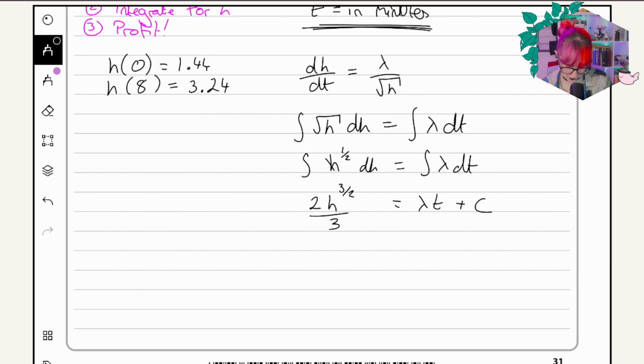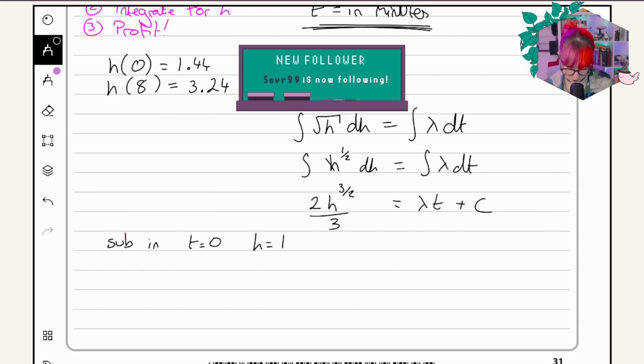But let's plug things in first, because I think that's going to be easier. So we'll sub in t equals 0, h is 1.44.